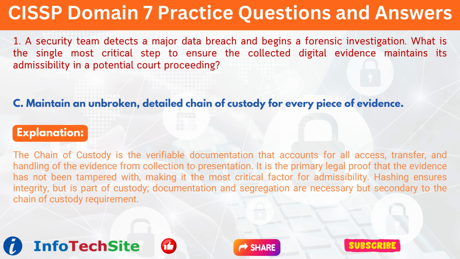The correct answer is C. Maintain an unbroken, detailed chain of custody for every piece of evidence. Explanation. The chain of custody is the verifiable documentation that accounts for all access, transfer, and handling of the evidence from collection to presentation. It is the primary legal proof that the evidence has not been tampered with, making it the most critical factor for admissibility. Hashing ensures integrity, but as part of custody, documentation and segregation are necessary but secondary to the chain of custody requirement.